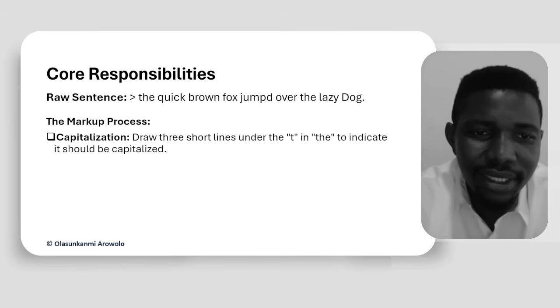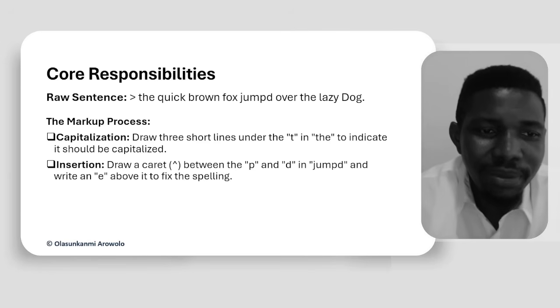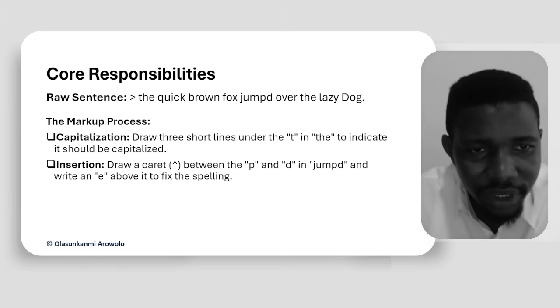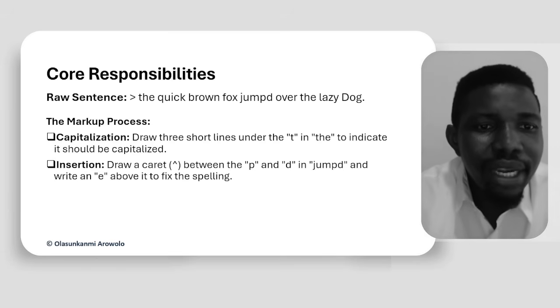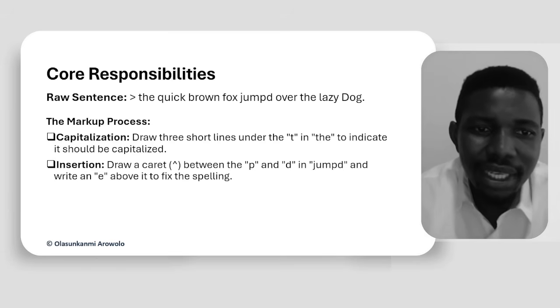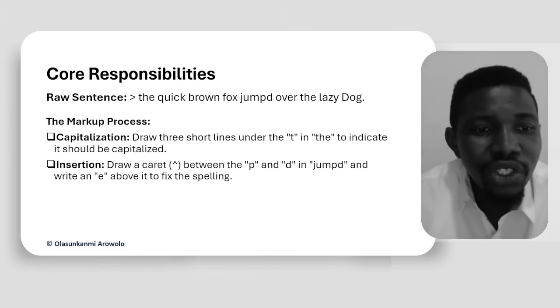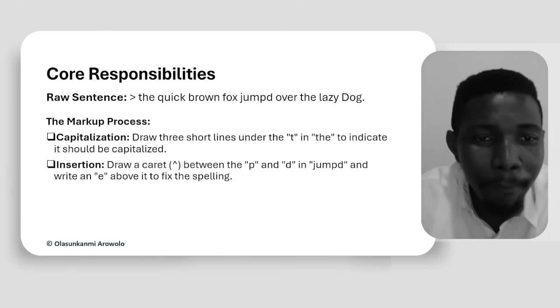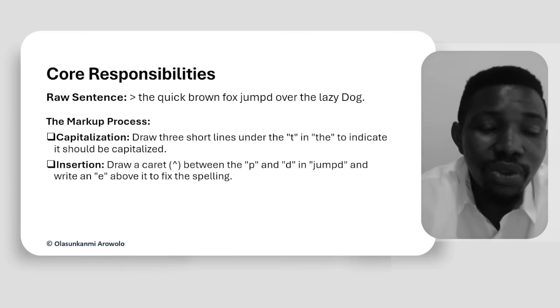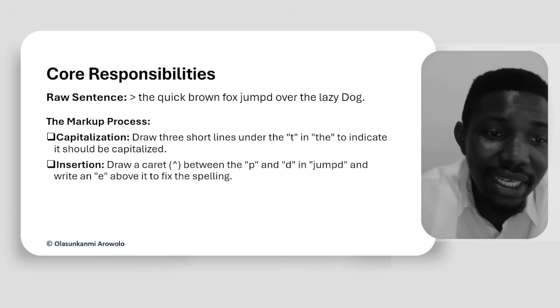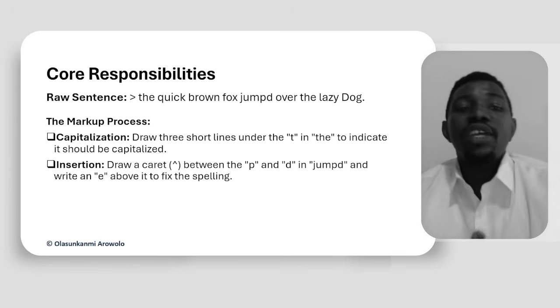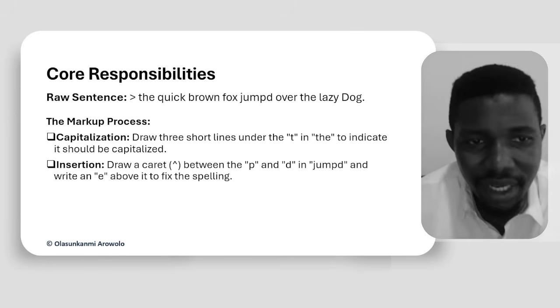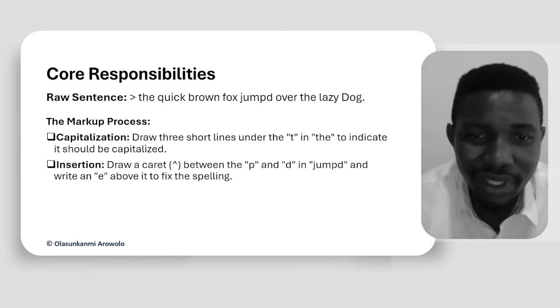It should be capitalized. The T in the D should be capitalized. And if you look at it, the quick brown fox jumped. If you look at the word jumped, there is a missing letter there, and that letter is the letter E. So you need a caret sign in between P and D to make a jump without E into be to have an E, write an E above it, meaning that it will change from JUMPD to JUMPED when you use the caret sign and you put the E above it.